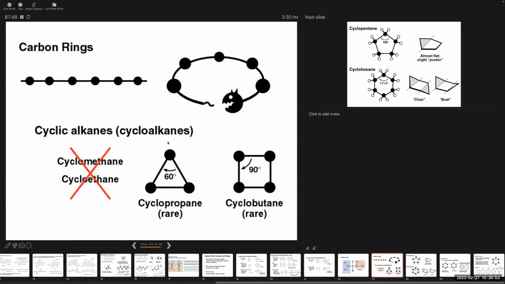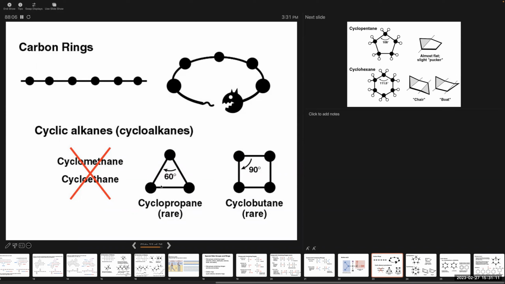Theoretically, you could have a 3-carbon ring that would be called cyclopropane. You just add the word cyclo at the beginning to indicate that it's a ring. But cyclopropane is extremely rare, certainly rare in nature. You can force it to happen in a lab, but then it spontaneously breaks apart.